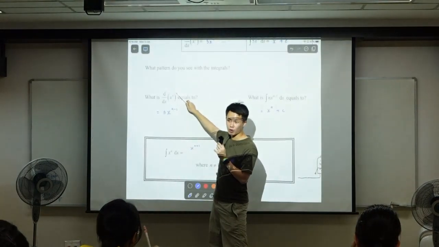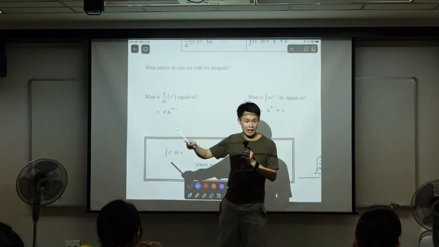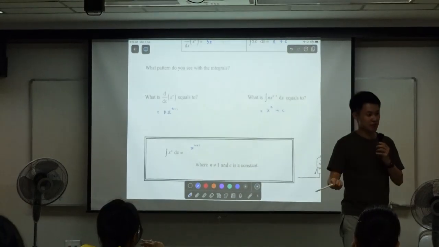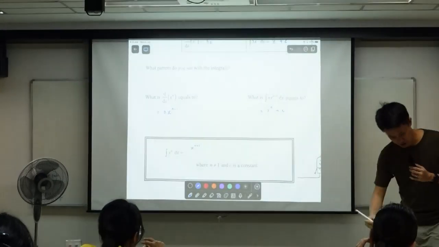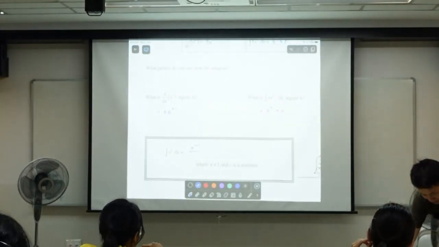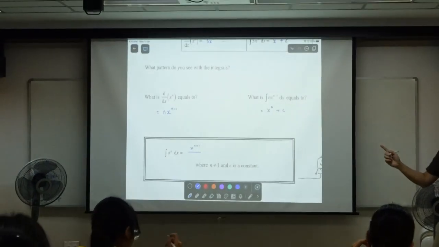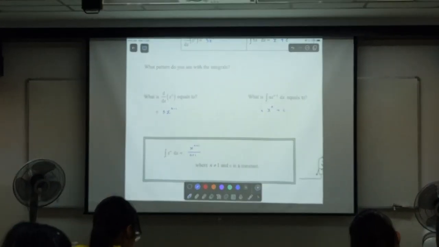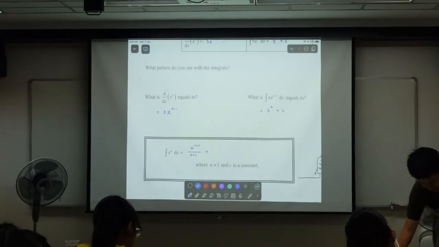Remember, when you do differentiation, you bring down the power and you multiply. What's the opposite of multiplication? Division. So now you divide. But what do you divide by? You divide by the new power. I say again, you divide by the new power, n plus 1. It's a division. And then you must add the plus c.